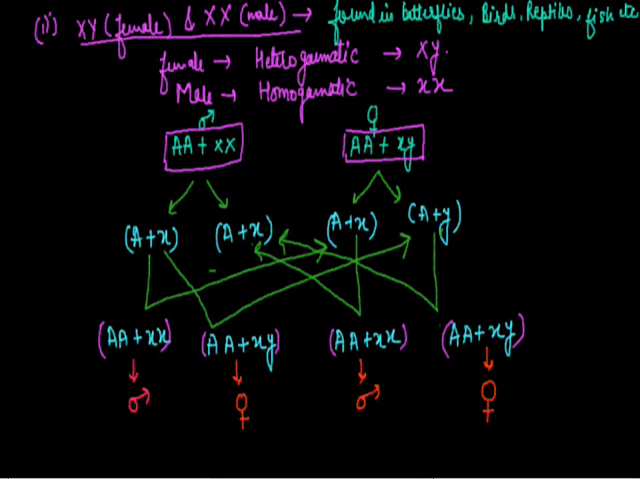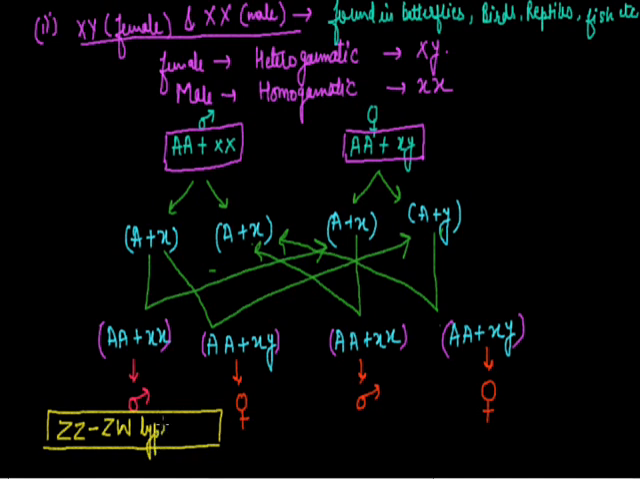Later on, to remove confusion, this kind of expression is also called a ZZ-ZW kind of configuration. ZZ-ZW type of sex determination, where ZZ stands for male and ZW for female.